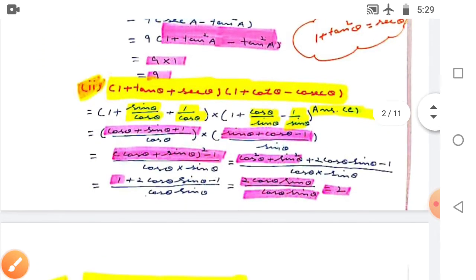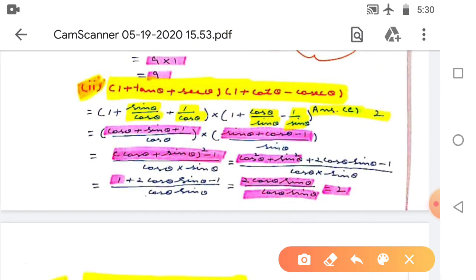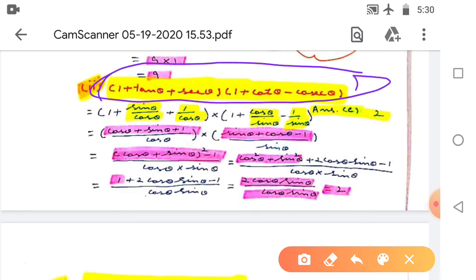Now come to the second part, and the second part is 1 plus tan theta plus sec theta, bracket close, is equal to 1 plus cot theta minus cosec theta. This is your second part, right? Now, in this particular part, directly we are not able to apply any identity. So we have one option. What is that option? We have to convert all these trigonometry ratios into the simplest form, or basics. So, we know tan theta is equal to sin theta upon cos theta.